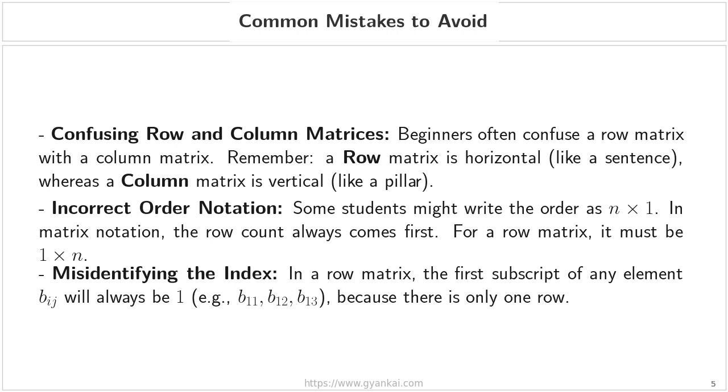Finally, be careful when identifying the index of an element. If we look at the general element b sub ij, remember that the first subscript represents the row. Since a row matrix consists of only one row, that first subscript will always be 1. For instance, you will see elements labeled as b sub 11, b sub 12, and b sub 13. The first digit remains 1 because you are always staying within that single, first row.